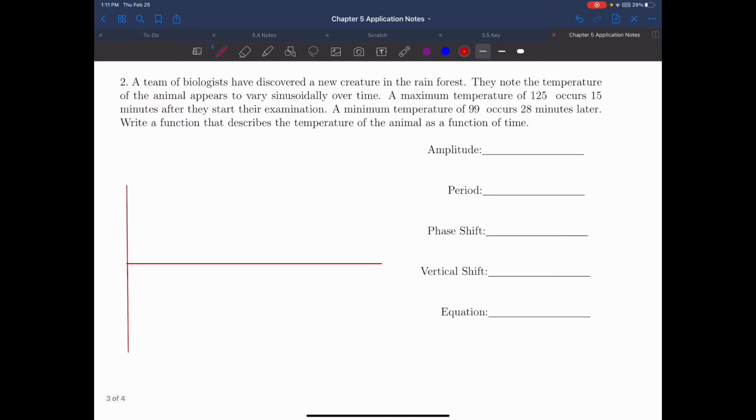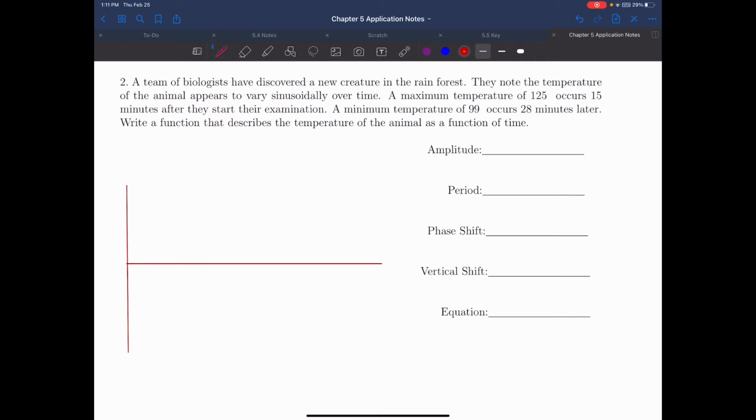Okay, this one is particularly difficult when I usually do this in person. A team of biologists have discovered a new creature in the rainforest. They note the temperature of the animal appears to vary sinusoidally over time. A maximum temperature of 125 occurs 15 minutes after they start their examination. A minimum temperature of 99 occurs 28 minutes later. Write a function that describes the temperature of the animal as a function of time. This one doesn't tell you to write a sine or a cosine, it just says write a function.